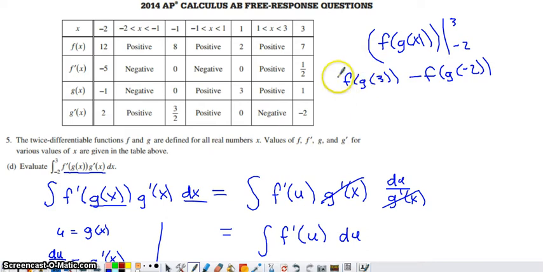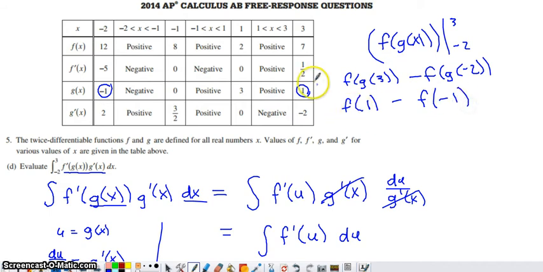G of 3 you can get right out of the table. Here's the column for when x is 3. Here's the row for where g of x values are located. So that's going to be f of 1 minus f of what's g of -2. So here's the row for g. The x value of -2 is right here. So we're looking at -1.